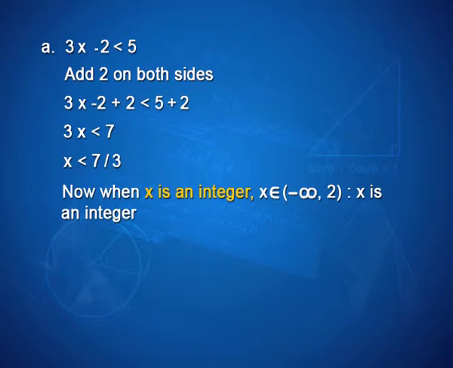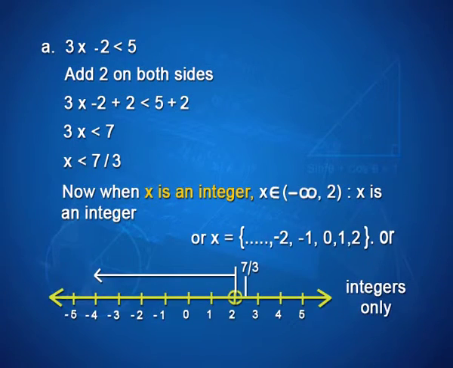Now, if we consider x as an integer, all the integers less than 7 by 3 would fall in our required answer. If we express this in the interval form, then x belongs to minus infinity to 2 open interval, and x is an integer here. If x is expressed in set form, it will be expressed as shown here, and if x has to be expressed on the number line, it will be shown as on the number line shown on the screen.